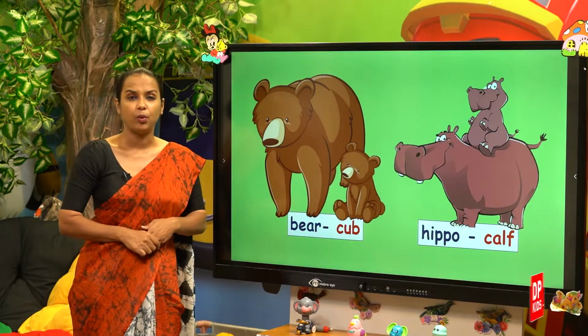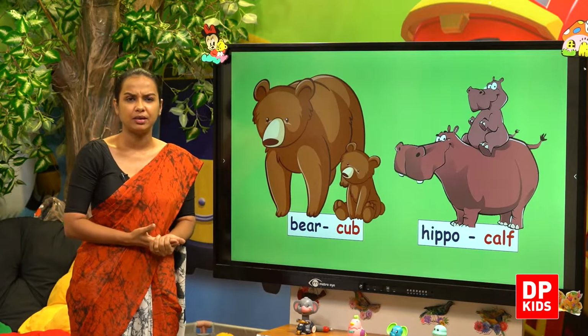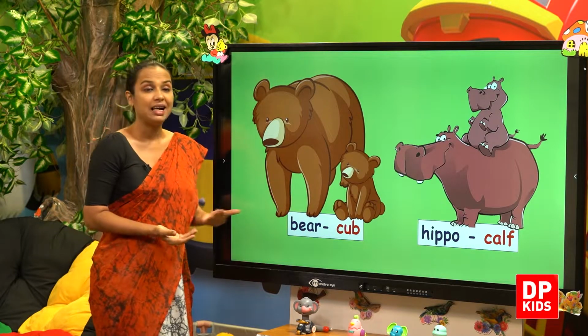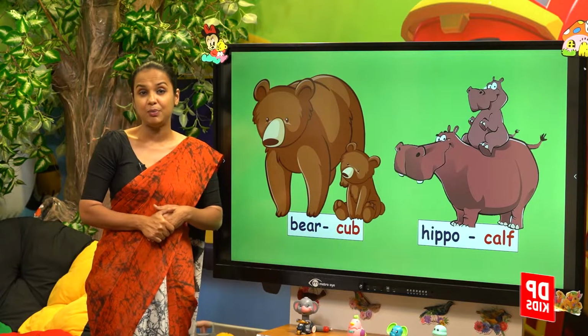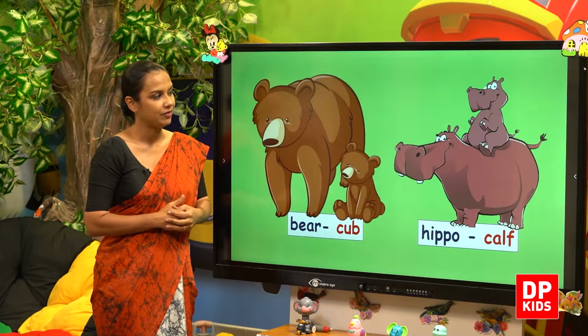Then hippo. Hippo's baby. A baby hippo is called a calf. A baby hippo is called a calf.